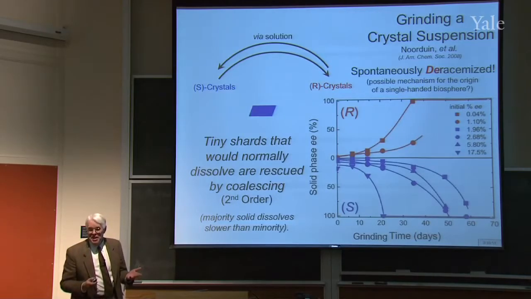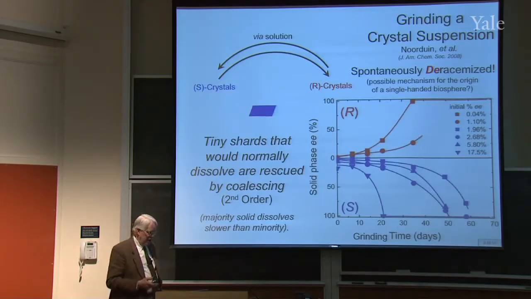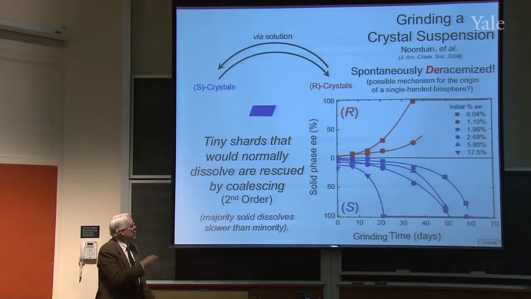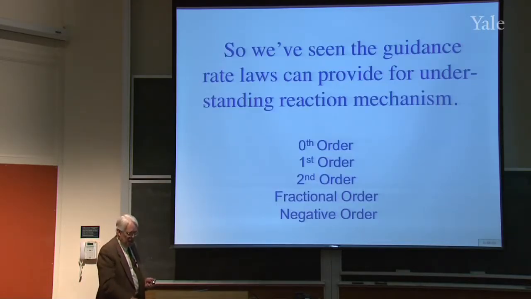So that seems to be the explanation of this phenomenon that could indeed have something to do with the origin of single-handedness in the biosphere, right? But the key to understanding it was the kinetics, the rate law.